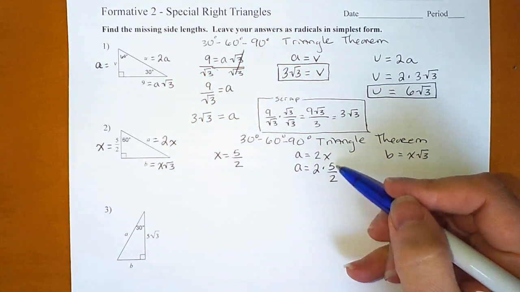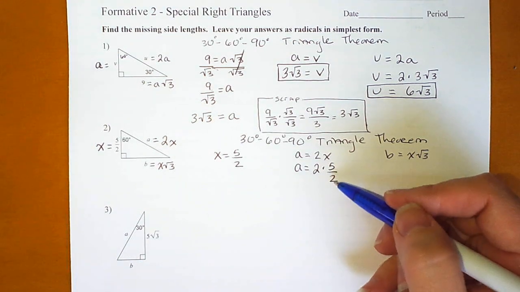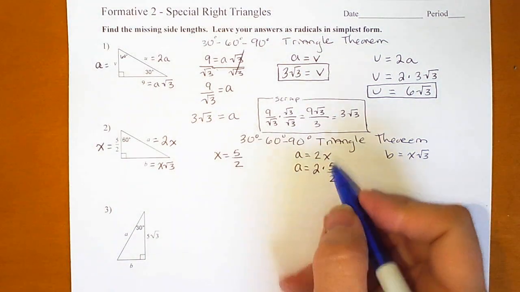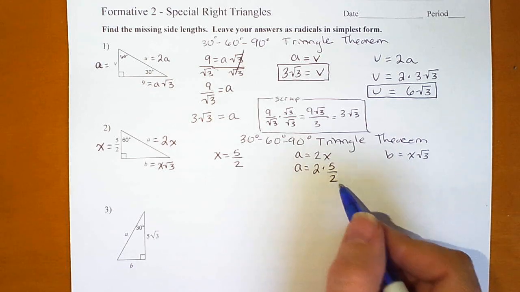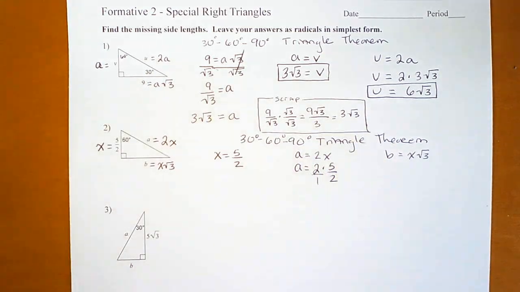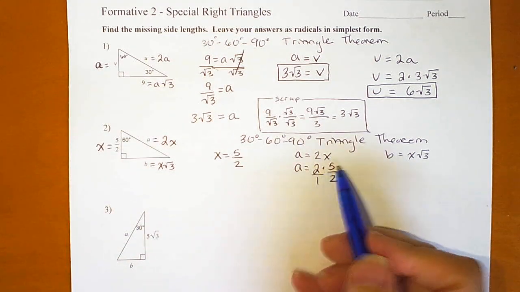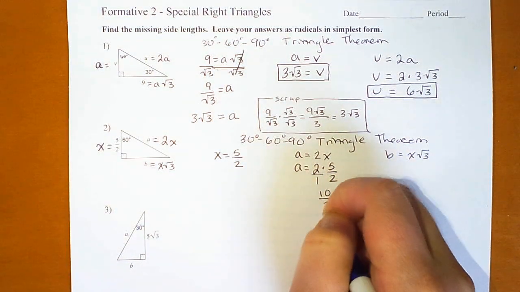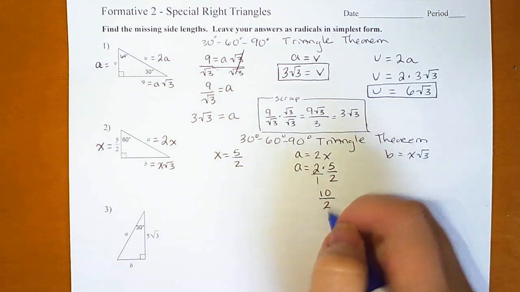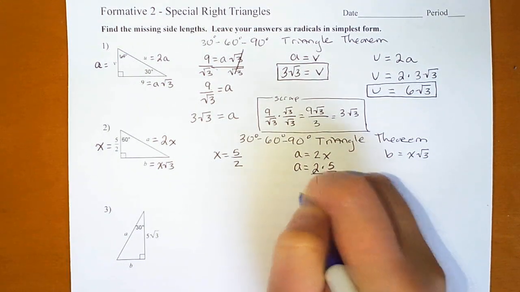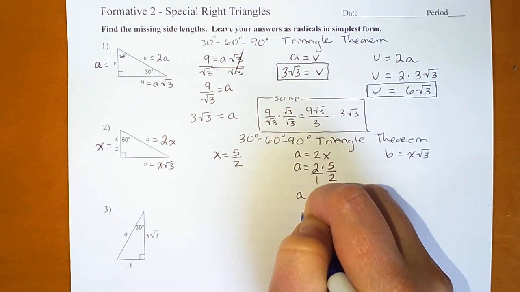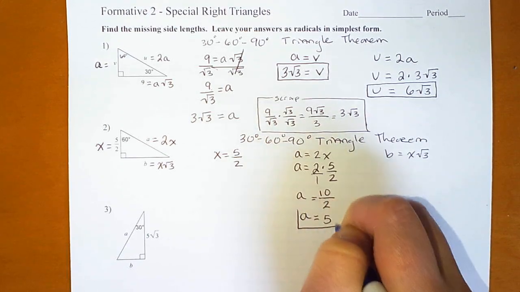So instead of X, I have 5 divided by 2. To multiply a whole number by a fraction, remember that this 2 is over a denominator of 1. So this is really 2 times 5, which is 10 divided by 2. And 10 divided by 2 is really 5. There's other ways to do that problem to get the answer of 5, but that is one way.